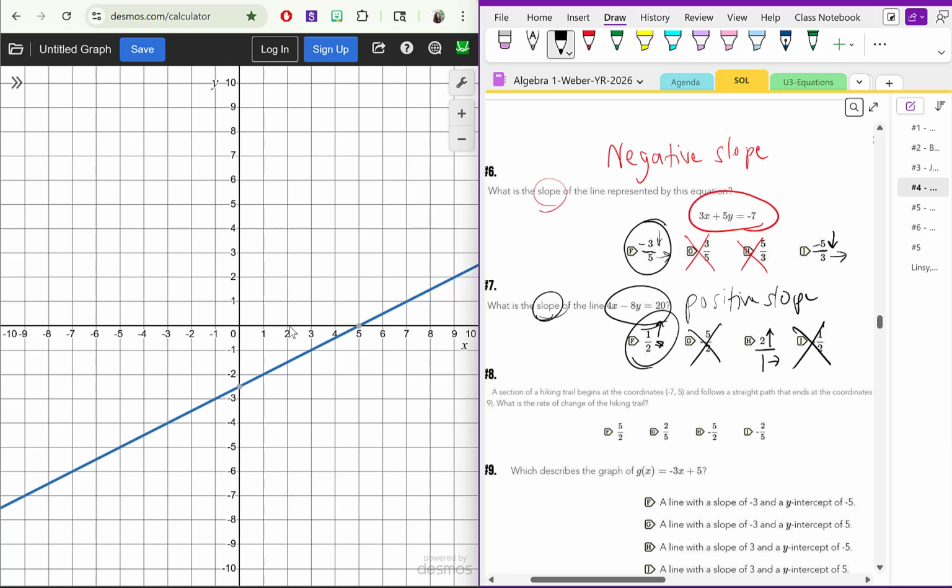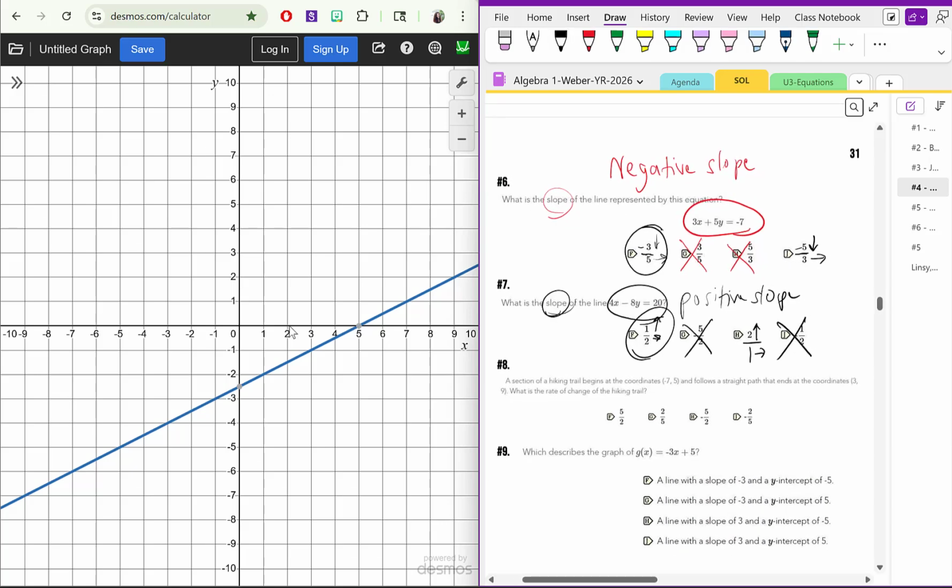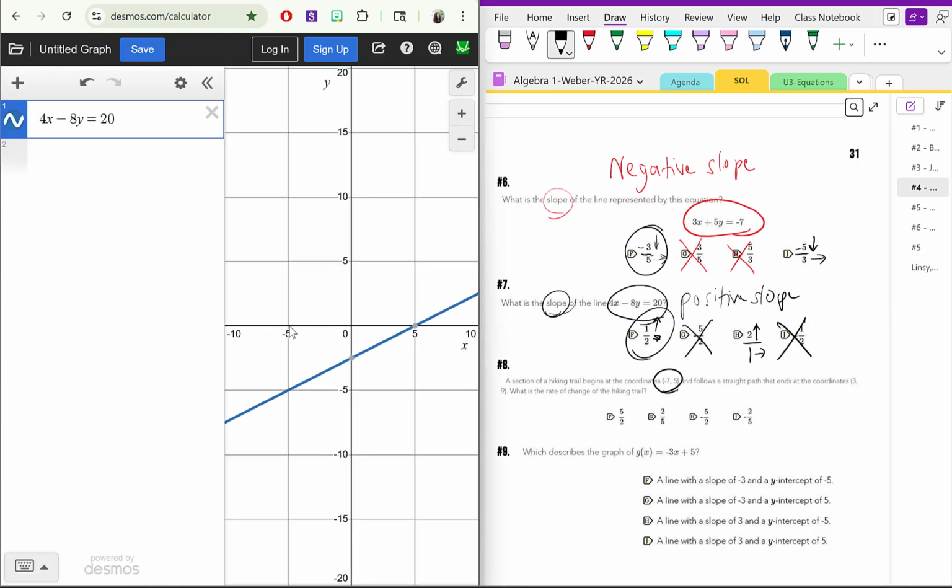Okay, for the next one, there's a little bit more words, so I'm going to read the question. So the next question is, a section of a hiking trail begins at the coordinates -7, 5. So you're going to circle that. That's information that you can type into the calculator. Okay, and then it follows a straight path that ends at the coordinates 3, 9.